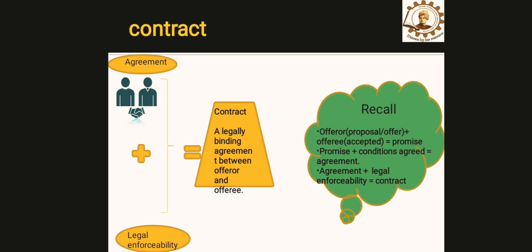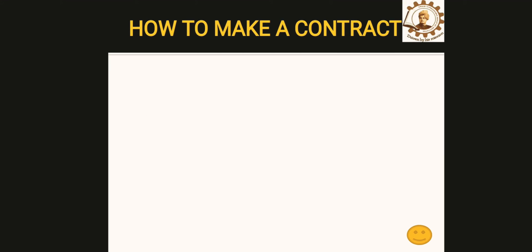Okay, let's prepare, or let's cook, the contract. Come on to the next slide. How to make a contract. Ingredients used: offer, offerer, acceptor, legal enforceability.